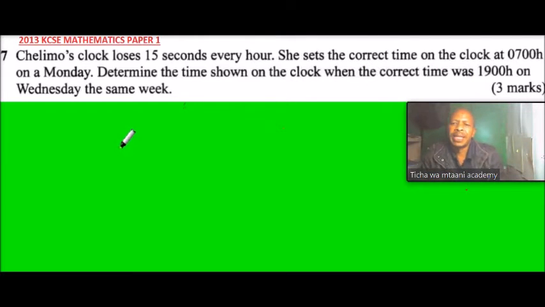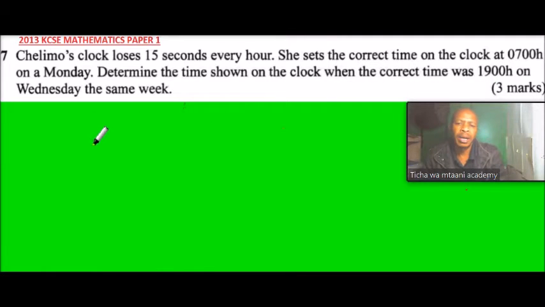So question number 7. Cherimo's clock loses 15 seconds every hour. She sets the correct time on the clock at 0700 hours on Monday. Determine the time shown on the clock when the correct time was 1900 hours on Wednesday the same week. So this is the 12-hour clock system, and we need to know the number of hours from Monday at 0700 to Wednesday at 1900 hours.